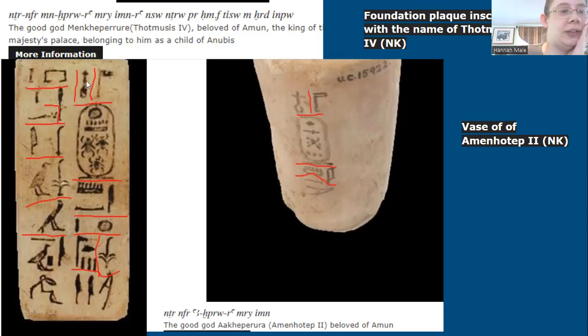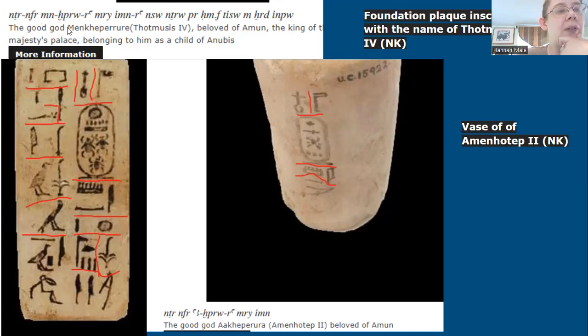And so again, you see the idea of registers here, but they're vertical registers. So to figure out which one you read first, again, look at the way animals or people are facing. So in this case, they're all facing towards the right. And so that's how you know, okay, you start with this vertical column here and end with this one. So again, we see that Nefer, that good God phrase here.